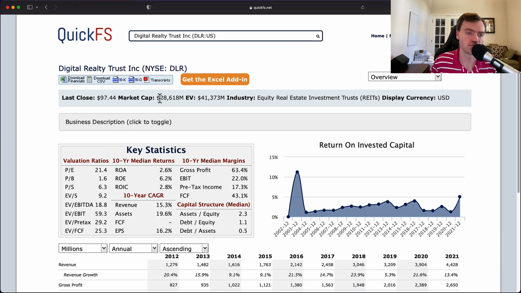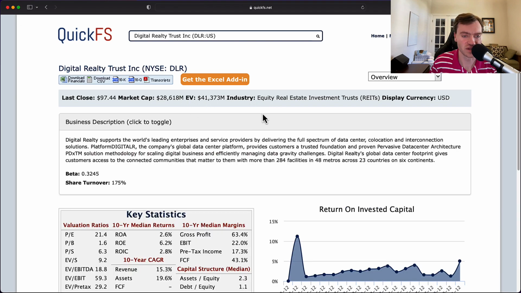First up, this company has a market cap of $28 billion and an enterprise value of $41 billion. So we can see about $13 billion in net debt on this business, which makes sense because it is an equity real estate investment trust, or a REIT. REITs invest primarily in real estate, and so the real estate is usually highly leveraged, and that's what you see with this big net debt number.